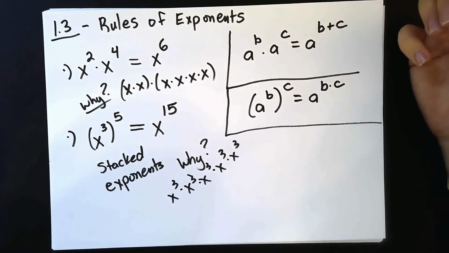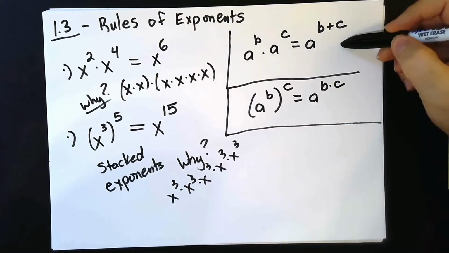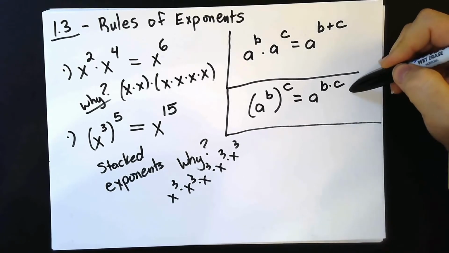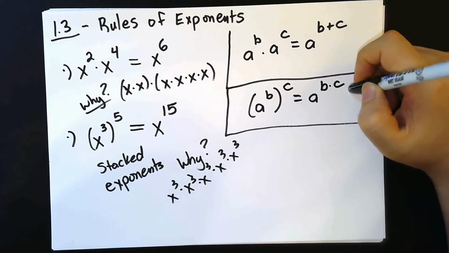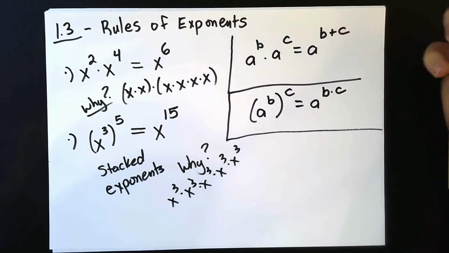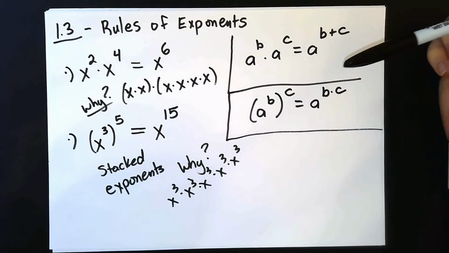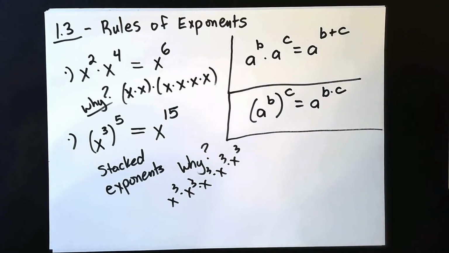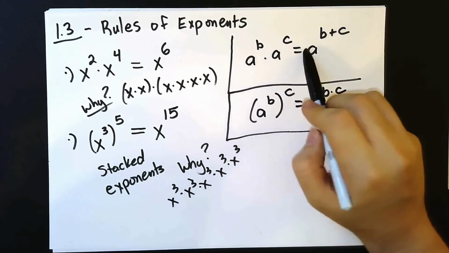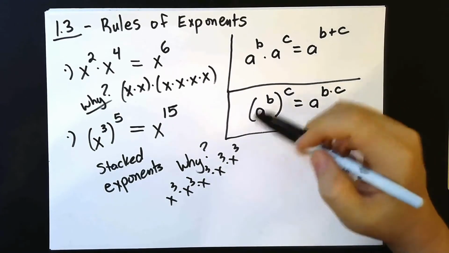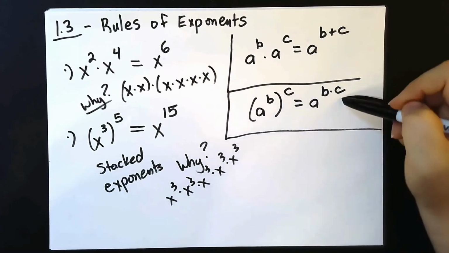And of algebra rules, confusing these two rules is probably the most common algebra error I see out of all the algebra rules. So make super sure, and we'll do a lot of practice in this section to make sure that we're comfortable with this, but make super sure that when you have like bases multiplied together, you add the exponents, and then when you have a stacked exponent like this, you multiply the exponents.